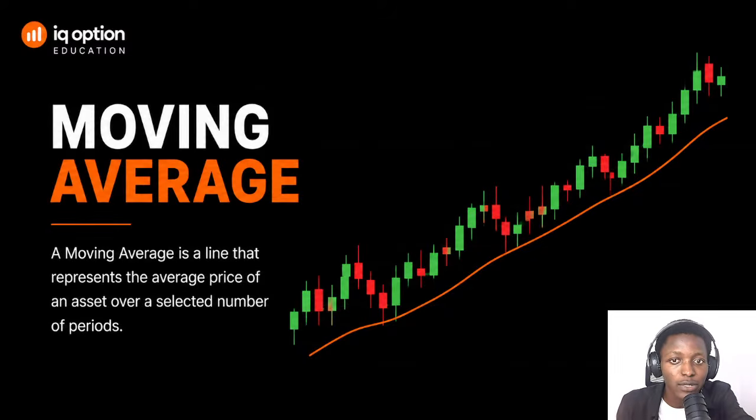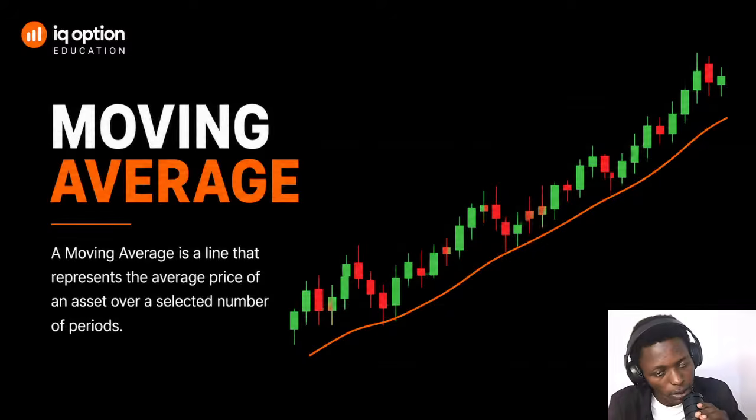So that is what a moving average is. A moving average is basically a line that represents the average price of an asset over a selected number of periods, and you can use many periods. That's very easy, but here's the thing. If you look at what we currently have on your screen, you can see it is just a long straight line that follows the chart.